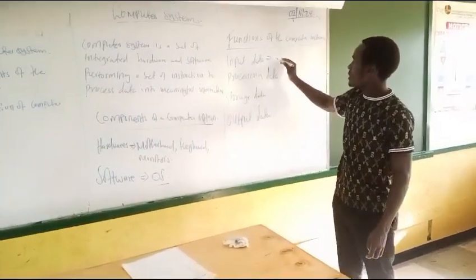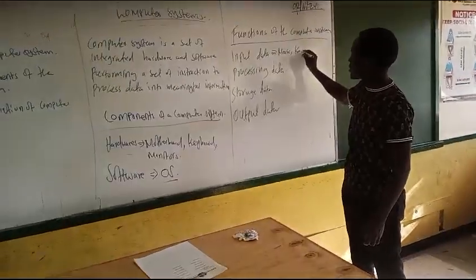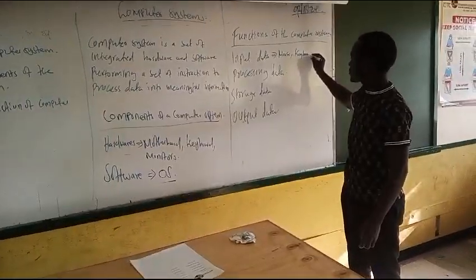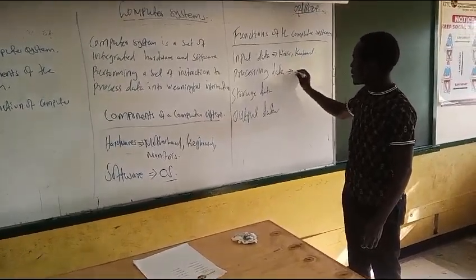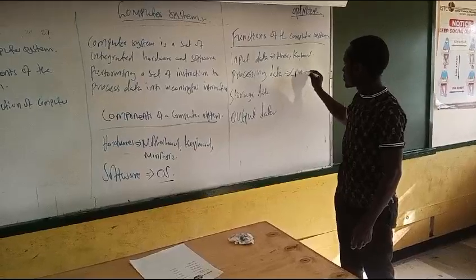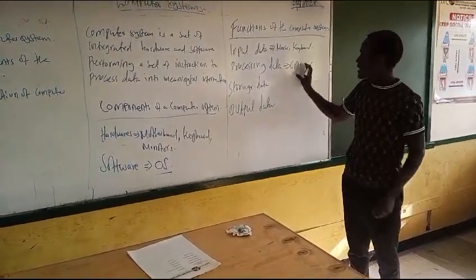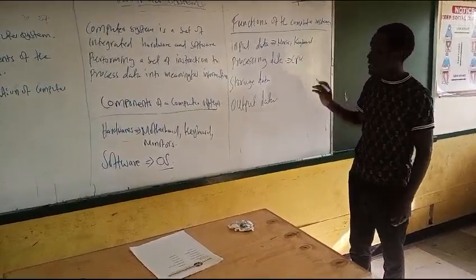We have the mouse, correct? We have the keyboard. Okay? Here, under the processing, we have the CPU. This CPU here is the brain of the computer. It performs the logic operations within the computer.